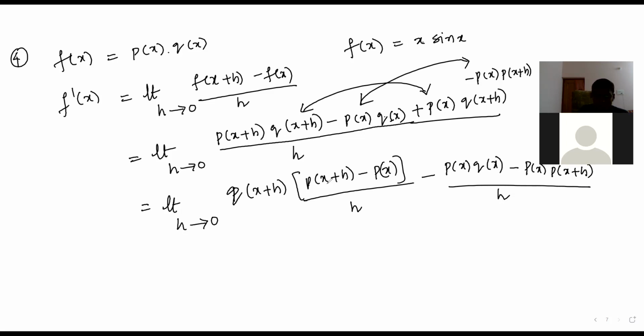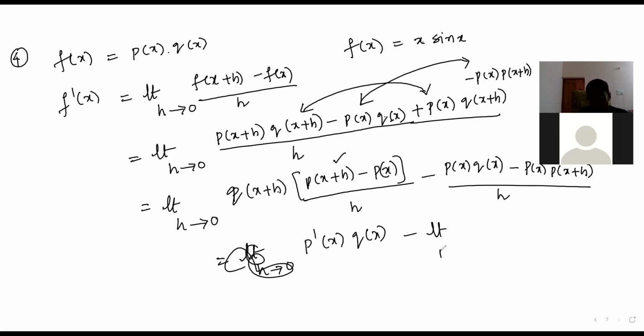This you can understand is p dash of x. Yes or no? This is f of x plus h minus f of x by h, which is f dash of x. Here is this p dash. P dash of x into, here in the place of h if you put 0, q of x. This is done. One thing is done.